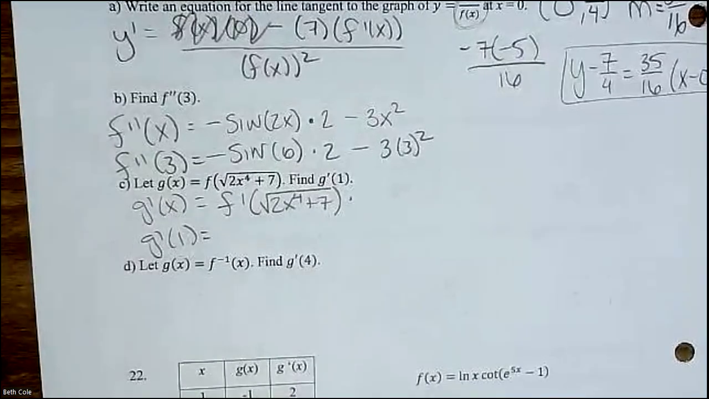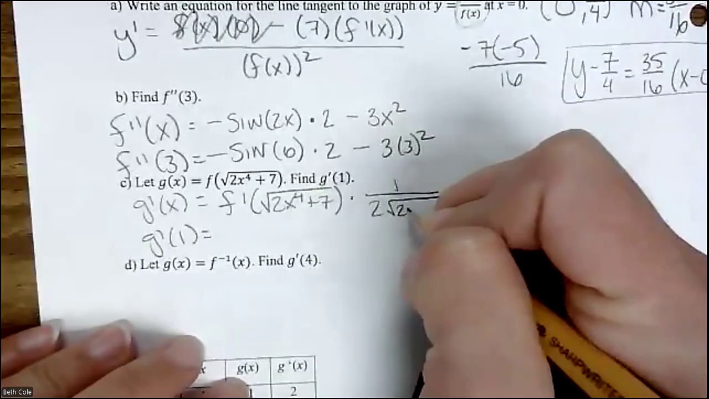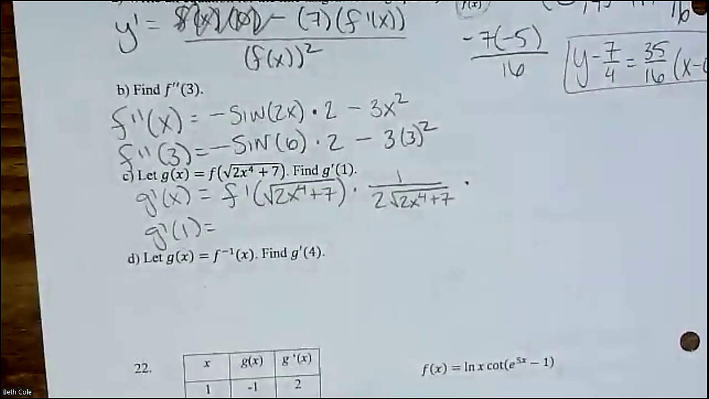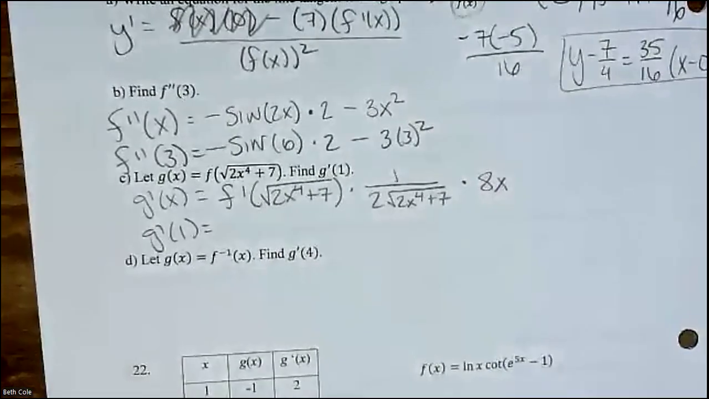I trained you to memorize it. 1 over 2 square root. I told you you would do well to just memorize that one. It's way easier. 1 over 2 square root. And then the last link in your chain is going to be what? Yeah, the derivative of the inside, which is 8x.